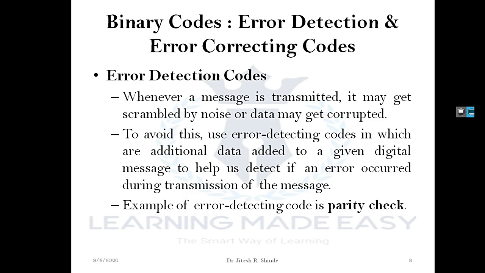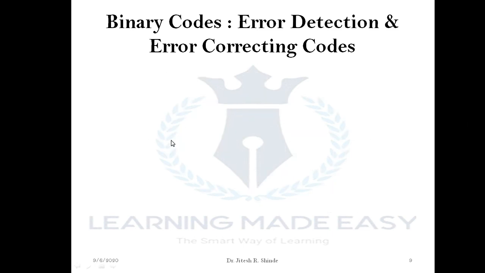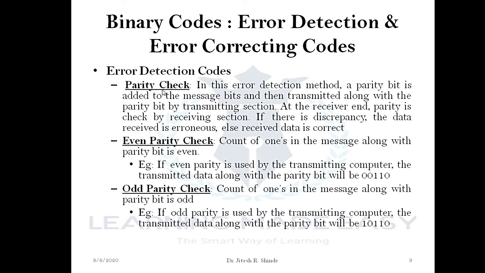So let's see what's given in the slide. Error detection code, parity check. In this error detection method, a parity bit is added to the message bit, as just explained, then transmitted along with the parity bit by the transmitting section. At the receiving end, parity is checked by the receiving section. If there is a discrepancy, then the data received is erroneous, else the received data is correct. Subtypes of parity check method: even parity check and odd parity check. The count of ones in the message along with the parity bit in the even parity check method must be even. In odd parity check, the count of 1s in the message along with the parity bit must be odd.